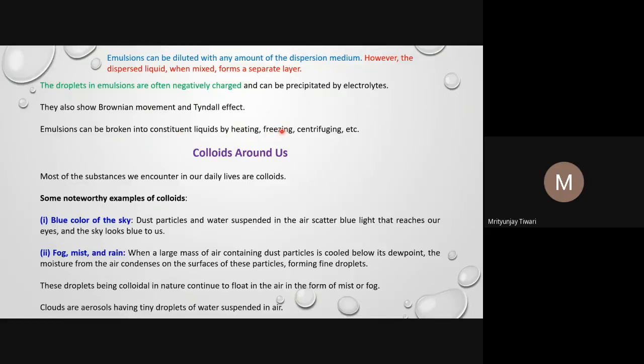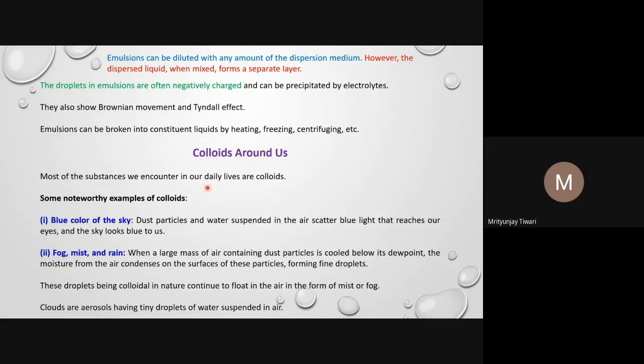If you put milk into the freezer, you will see the dispersed phase and dispersion medium form layers, and the cream will come on the surface. The same happens by centrifuging, which we usually use in churning curd to separate out the butter. And by heating as well, the dispersion medium water evaporates and gets separated out, as in the case of butter, which most people have seen. So let us see colloids around us.